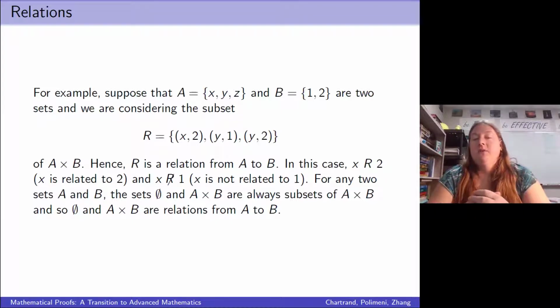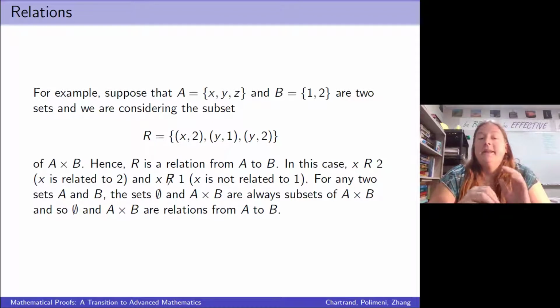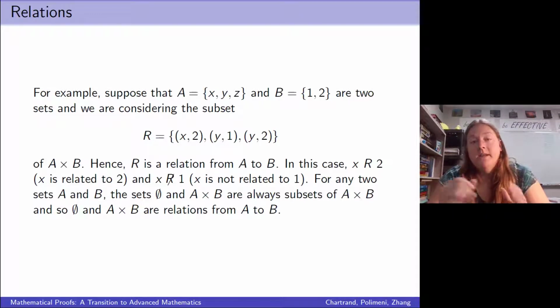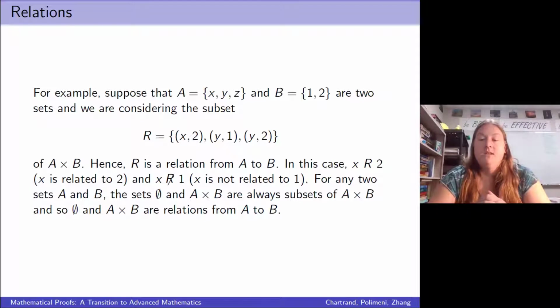So let's take an example of A being the set {x, y, z} and B being the set {1, 2}. So a possible relation would be the subset of ordered pairs from the Cartesian product of A and B that consists of (x,2), (y,1), and (y,2). Now, this is a relation from A to B, and in this case, x is related to 2 because (x,2) is a part of my relation. However, x is not related to 1 because (x,1) is not an ordered pair in my relation.